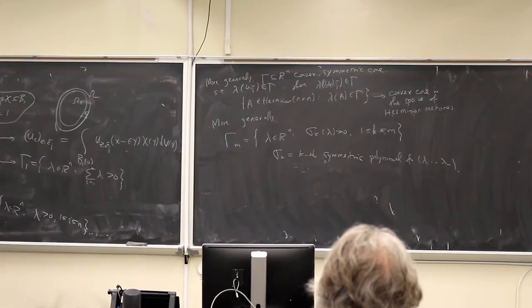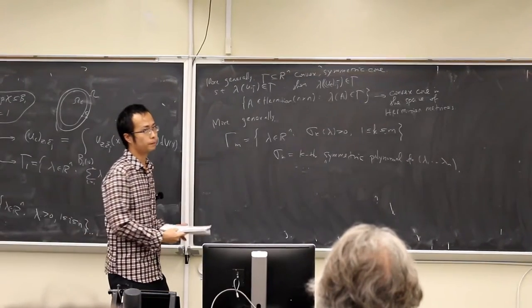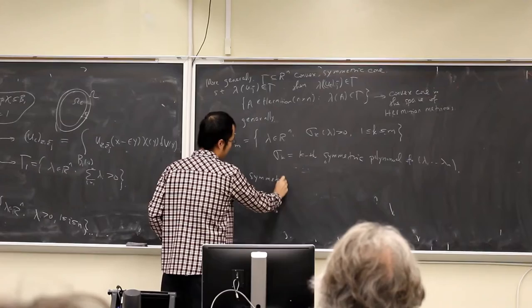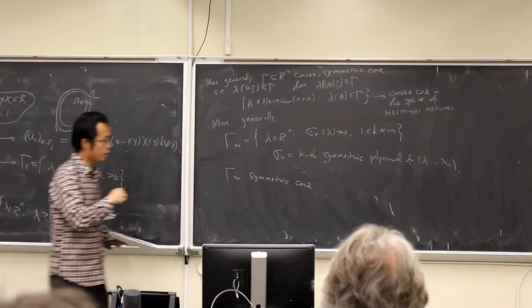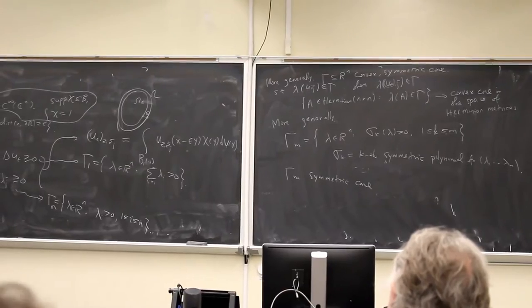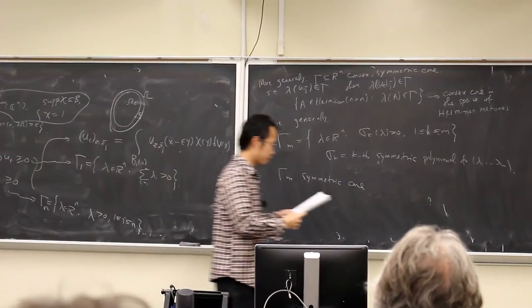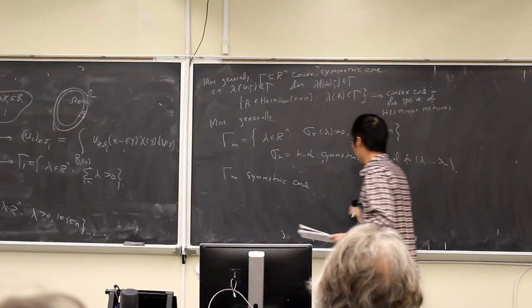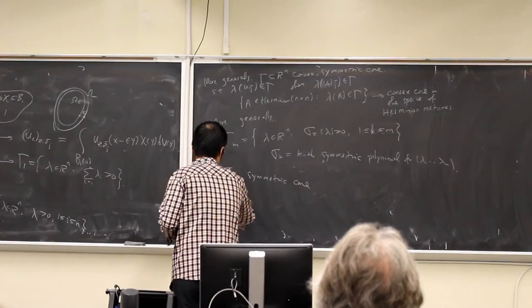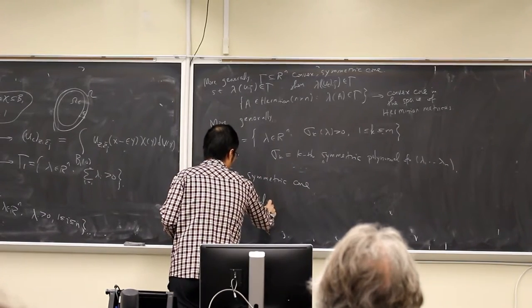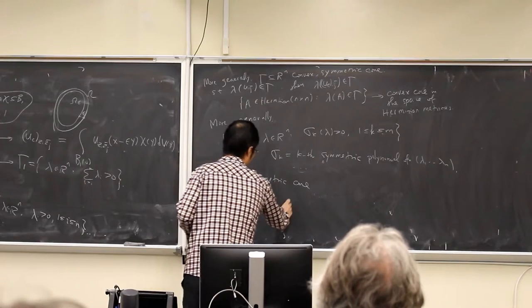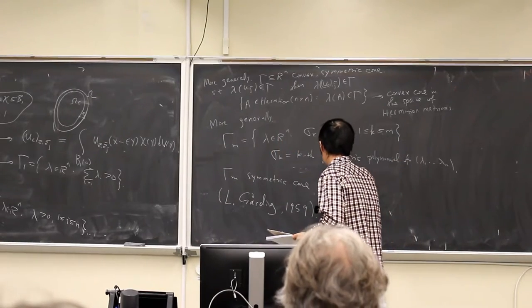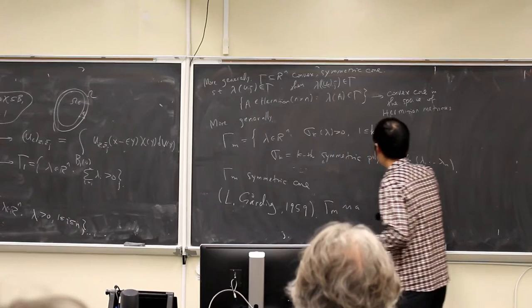Okay. So it's kind of clear that gamma m is a symmetric cone. But it's less clear that this gamma m is actually convex. This is actually a classical result by A.O. Gardner in 1959, which says that each gamma m is actually a convex symmetric cone.